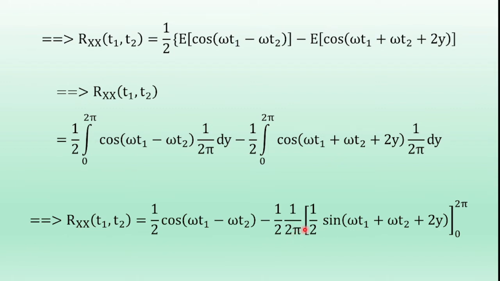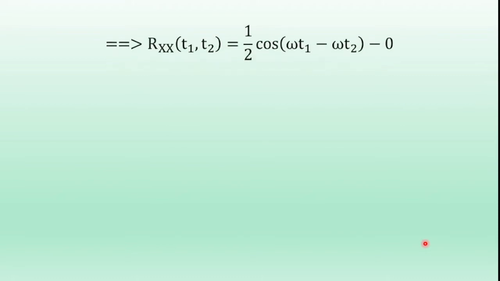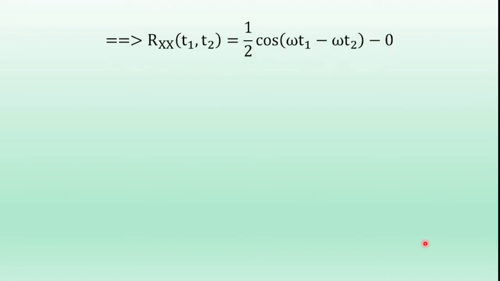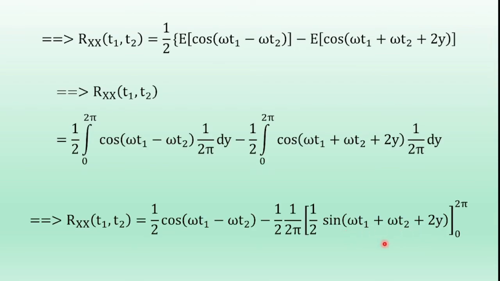The integral of cos is sine of omega t1 plus omega t2 plus 2y. Now we are integrating with respect to y, so divided by 2, over 0 to 2 pi. In this second term, substitute the upper value of y and the lower value of y. Now the first term here is sine of 4 pi plus omega t1 plus omega t2.